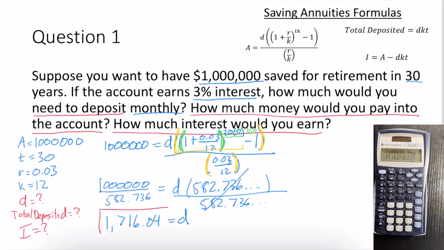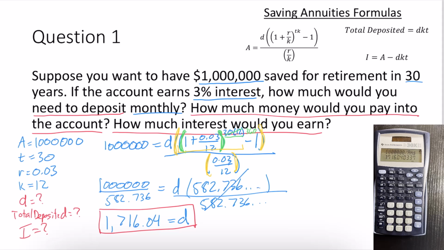So what that's telling me is if I want to have $1 million saved for retirement in 30 years and the account only earns 3% interest, then I would need to deposit $1,700 every month. So hopefully you find an account that has a higher interest rate than that, because that's a pretty big deposit to pay every month. So that's how you would answer the first question.